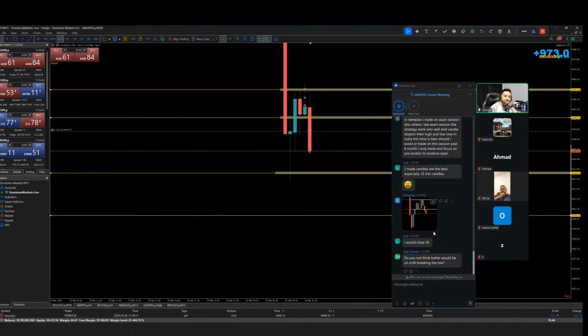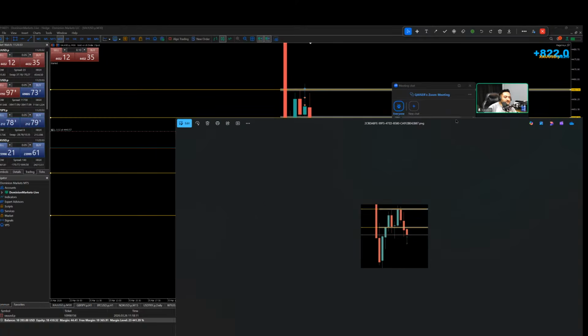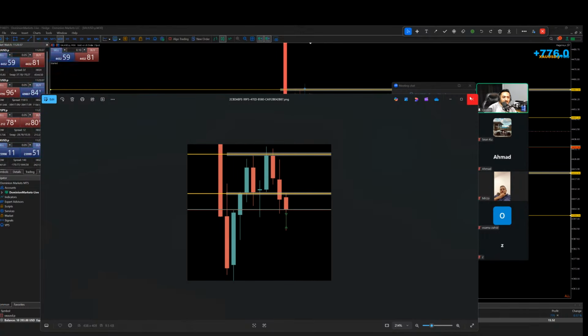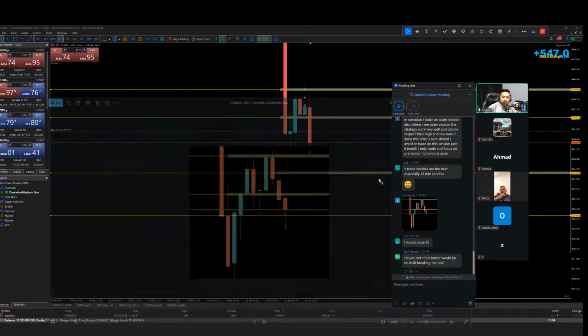Two trades, candles are the best, especially 15-minute candles. Okay, look at this one. Imantas just sent me a chart. Wow, buddy, you scored 50 pips. Wow, very nice, that's really awesome. Beautiful. I love the way you secured the position.